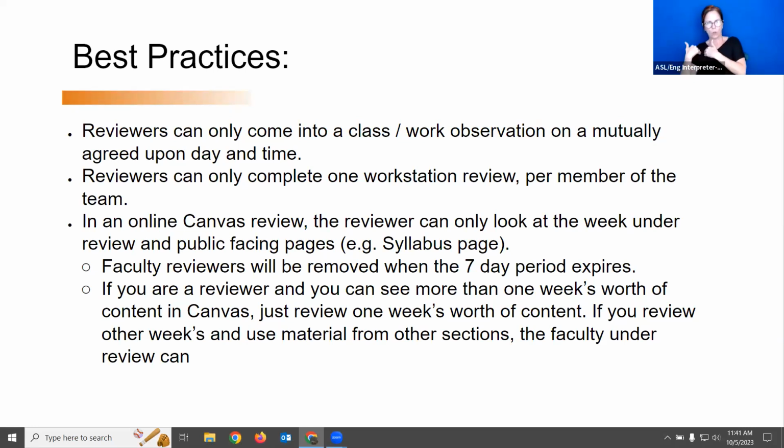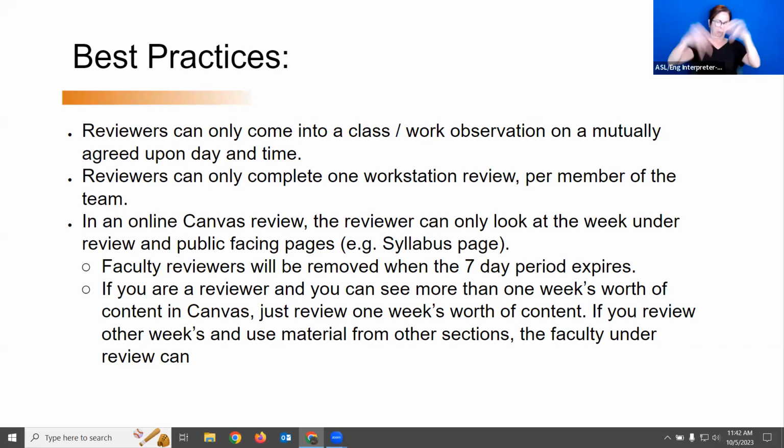And so in an online Canvas review, the reviewer can also only look at the week under review and the public facing pages. When we talk about public facing pages, that can be your announcements, it can be the syllabus. You may be looking in general at how they present different resources. But when reviewing the content, you're only allowed to do the week under review. And so that is incredibly important. They should not be evaluating what our former chief negotiator, Casey Boylan, called everything in the kitchen sink. So it's a very confined 7-day period.